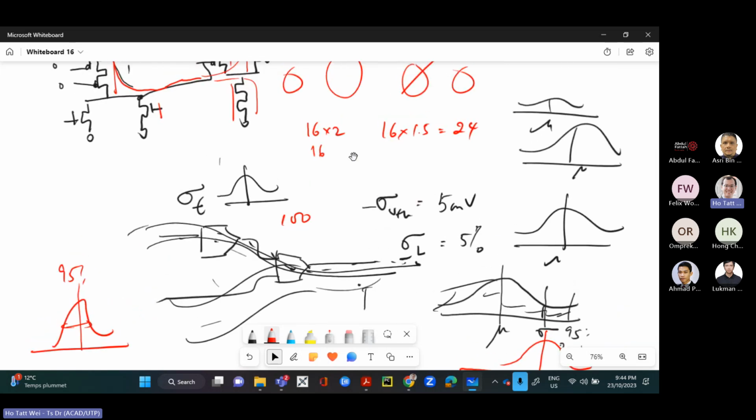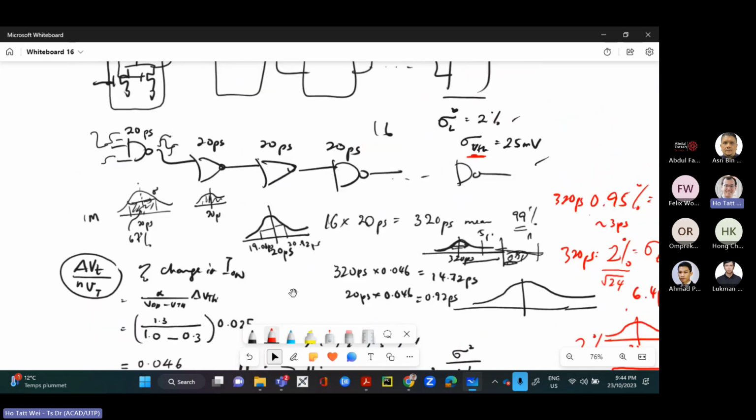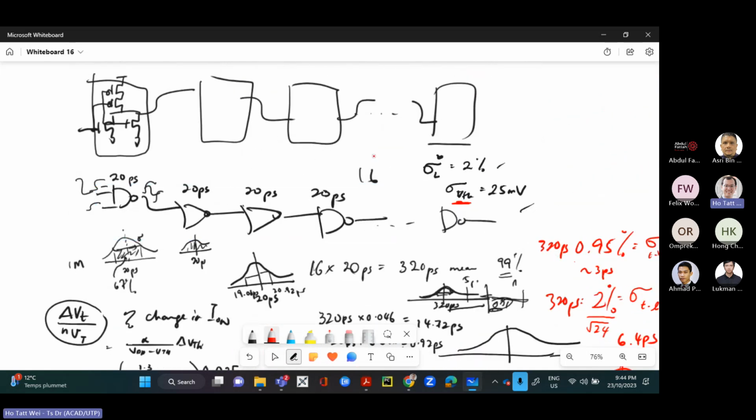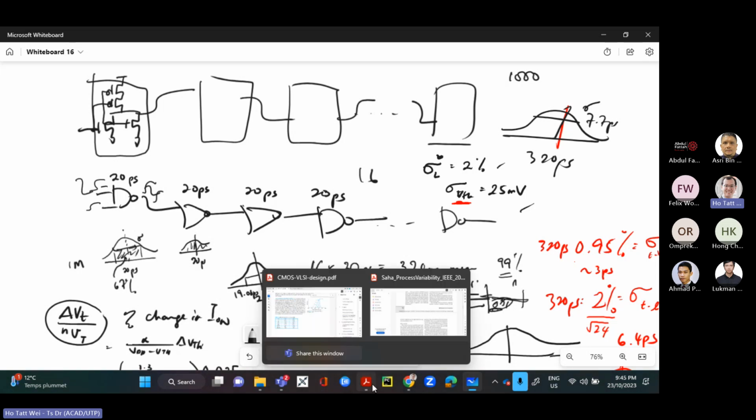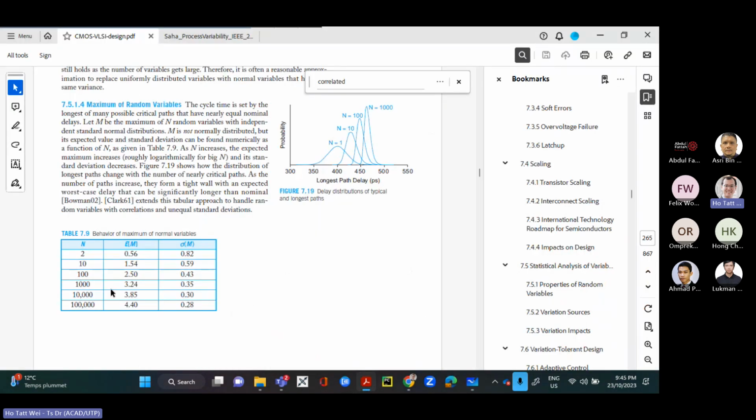So I'll give you an example. For instance, this logic chain, which we've already modeled to be 320 picosecond mean with maybe a 7.7 picosecond standard deviation, right? And somehow this logic chain is replicated in, let's say, an NVIDIA GPU. There are 1,000 adder units. This is within one of those computation units. So there are 1,000 of that. So I know I will have 1,000 of these paths already. So I can come up with a new statistical distribution for those 1,000 paths, right? Mean is 3.24, standard deviation 0.35.